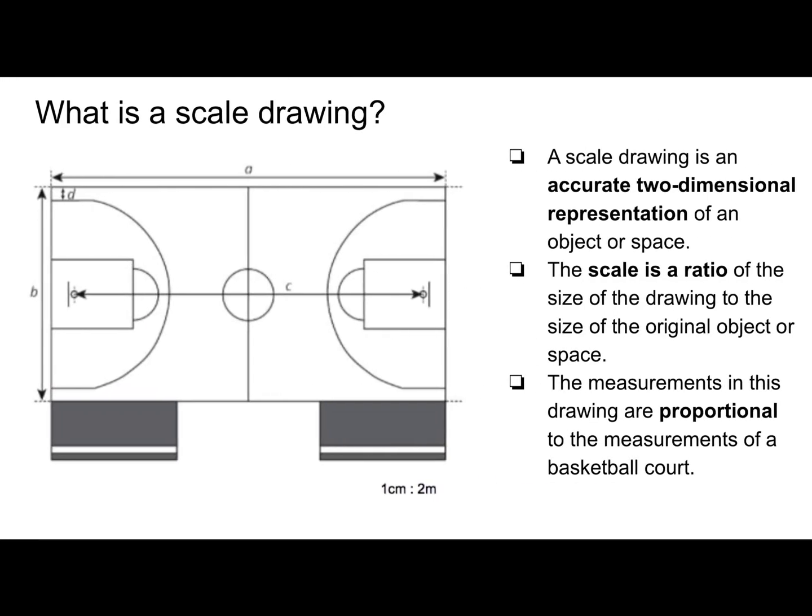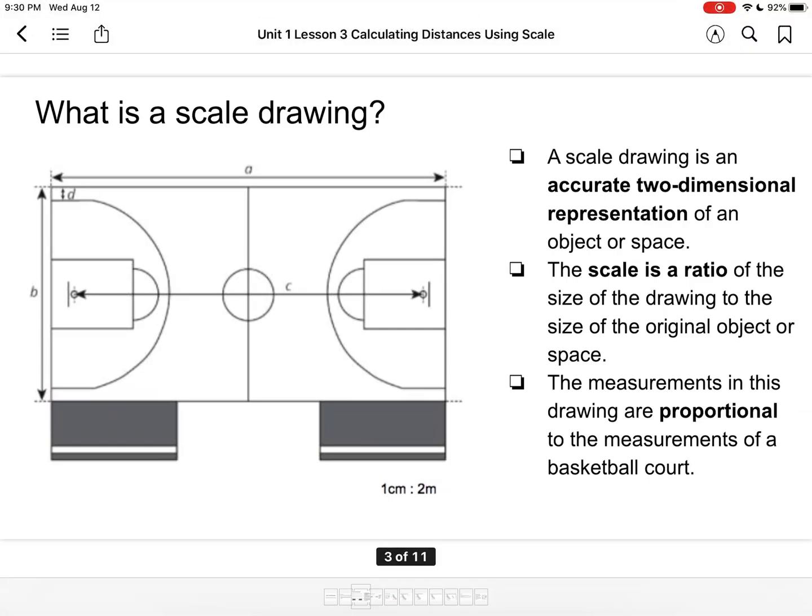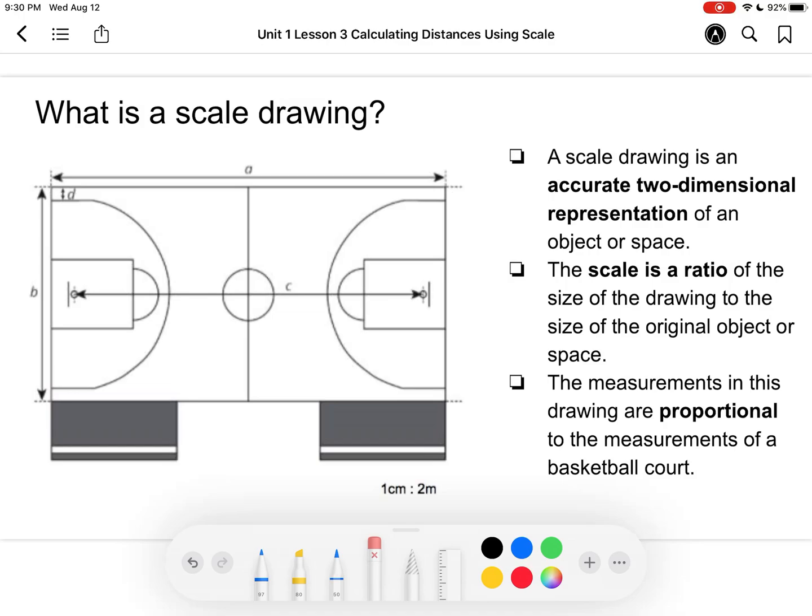So a scale drawing is a drawing to represent a space or an object. In this scale drawing, a basketball court is represented. And on a scale drawing, you'll have something called scale. And here it is on this drawing. The scale is 1 centimeter to 2 meters, and that means that every centimeter on the drawing represents 2 meters on the basketball court.